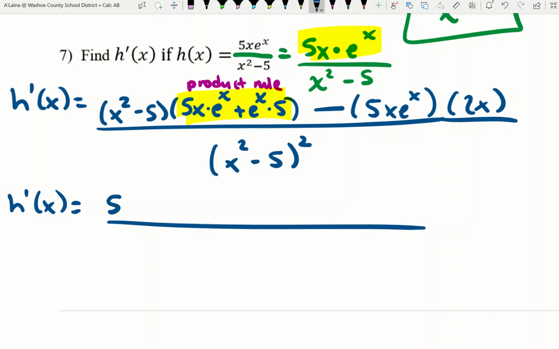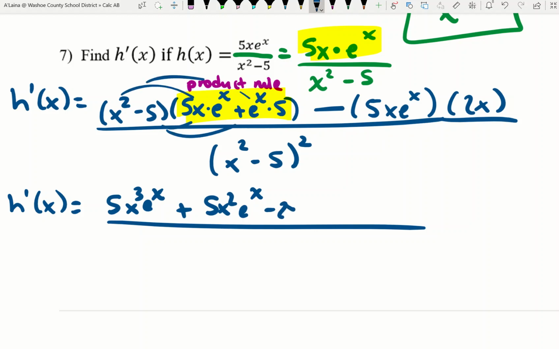So this would be 5x cubed e to the x plus 5x squared e to the x. I'm just distributing here. I'm foiling this out. Minus 25x e to the x. And minus 25 e to the x. And then minus 10x squared e to the x. All over the denominator.